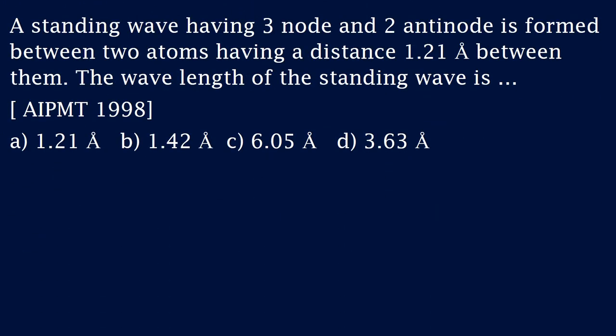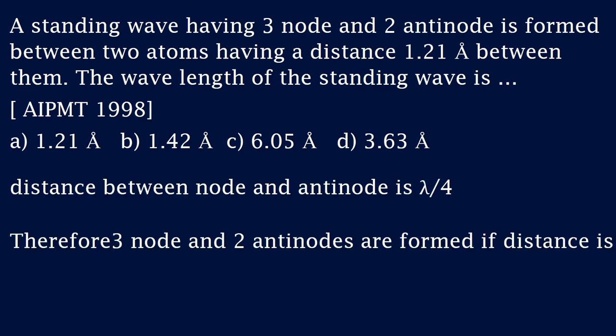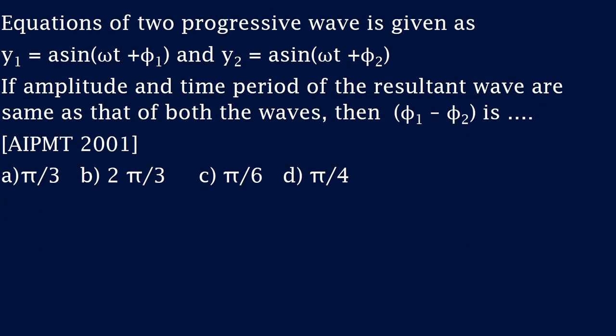In this question, a standing wave having 3 nodes and 2 antinodes is formed between two atoms having a distance of 1.21 angstrom between them. We are asked to find the wavelength of the standing wave. The distance between a node and an antinode is lambda by 4. Therefore, 3 nodes and 2 antinodes are formed in a distance of lambda. Therefore, lambda will be 1.21. Option A is correct.